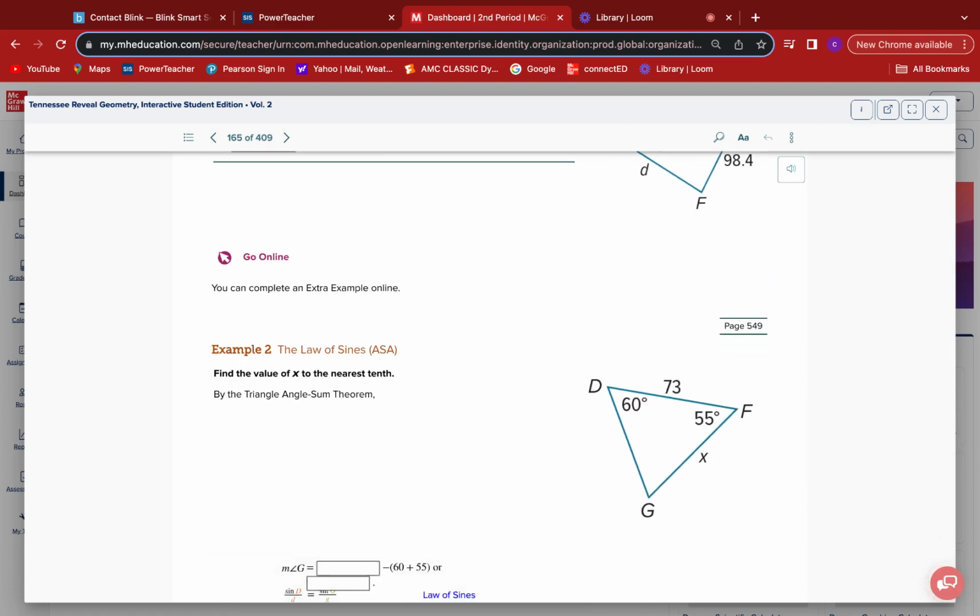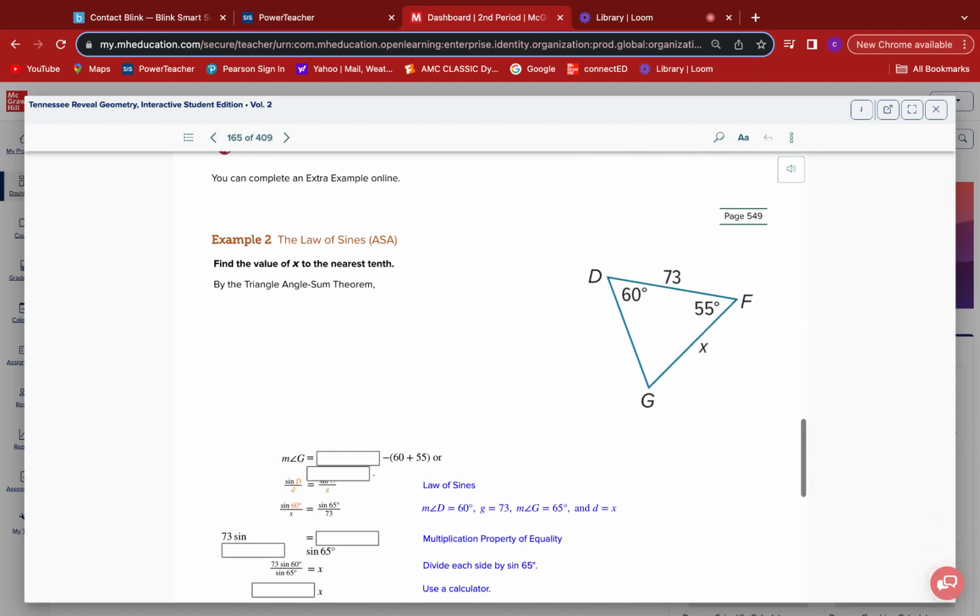Let's go to example number 2. So I'm going to turn the page to page 550, example number 2. Using the law of sines, we're going to find the value of x. First off, not a right triangle. None of these angles are 90. That means it's either going to be a law of sines or a law of cosines.